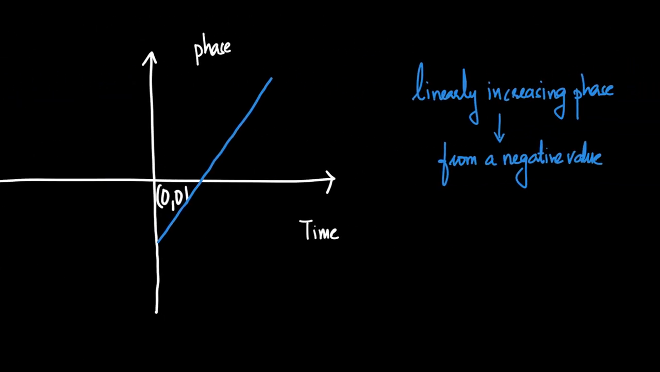Now, since the y-axis is phase and the x-axis here is time, the graph originating below the origin along the phase, it means the phase is starting from a negative value here, and it is linearly increasing phase.